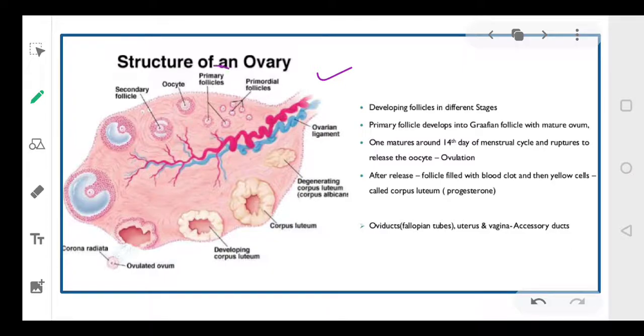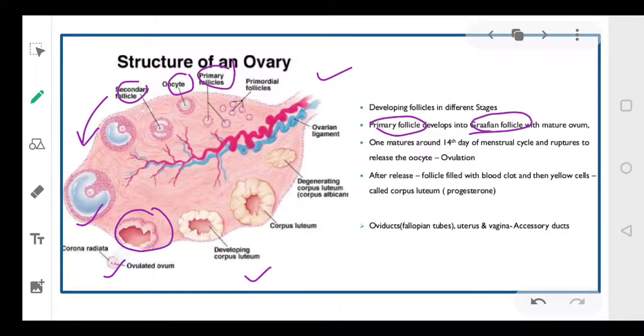You have a primary follicle, then you have an oocyte, then you have a secondary follicle. In this manner they are developing. Here the ovum has been released. This is the mature ovum, and the rest of the structure is called the corpus luteum. The corpus luteum is degenerating. So your ovary represents the different stages of the follicle. The primary follicle will develop into a Graafian follicle and then into the mature ovum.